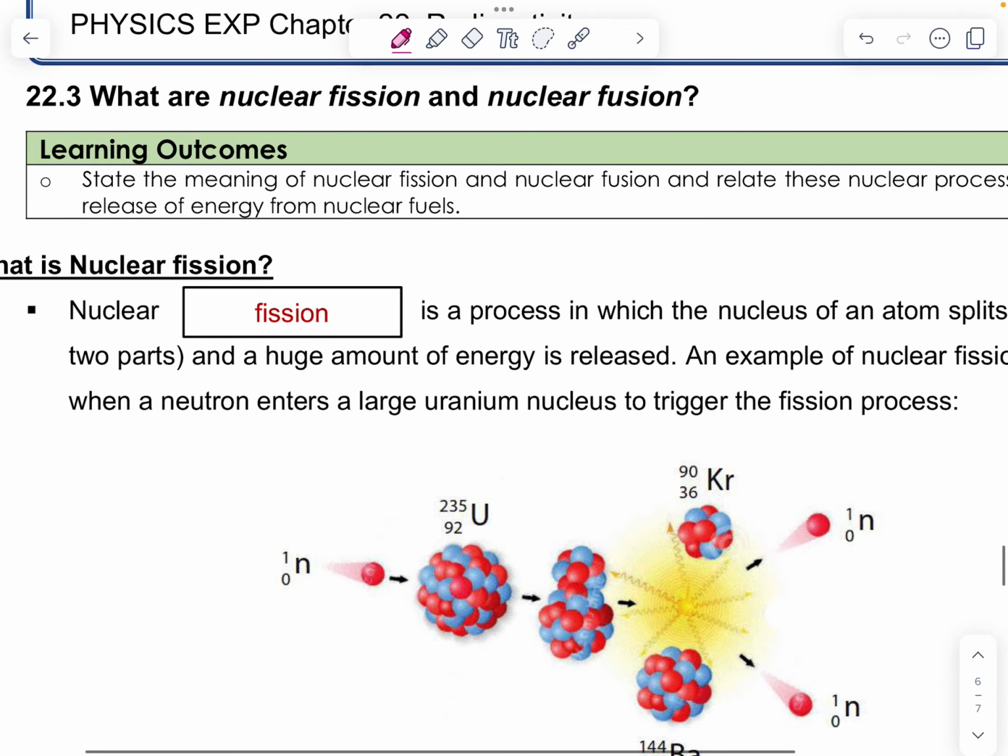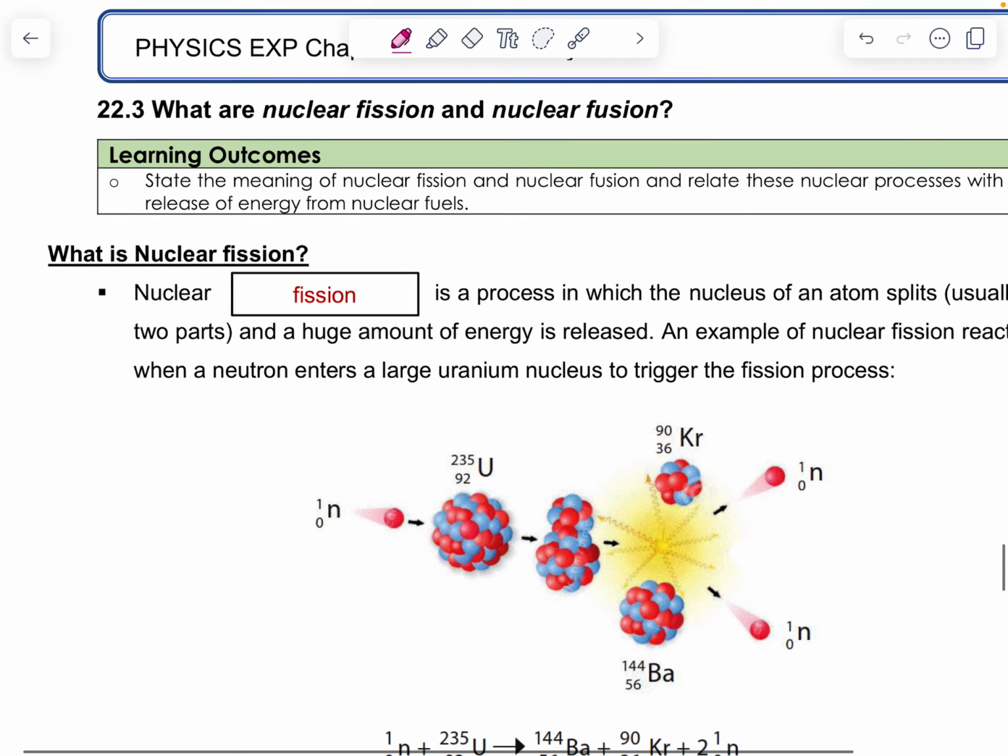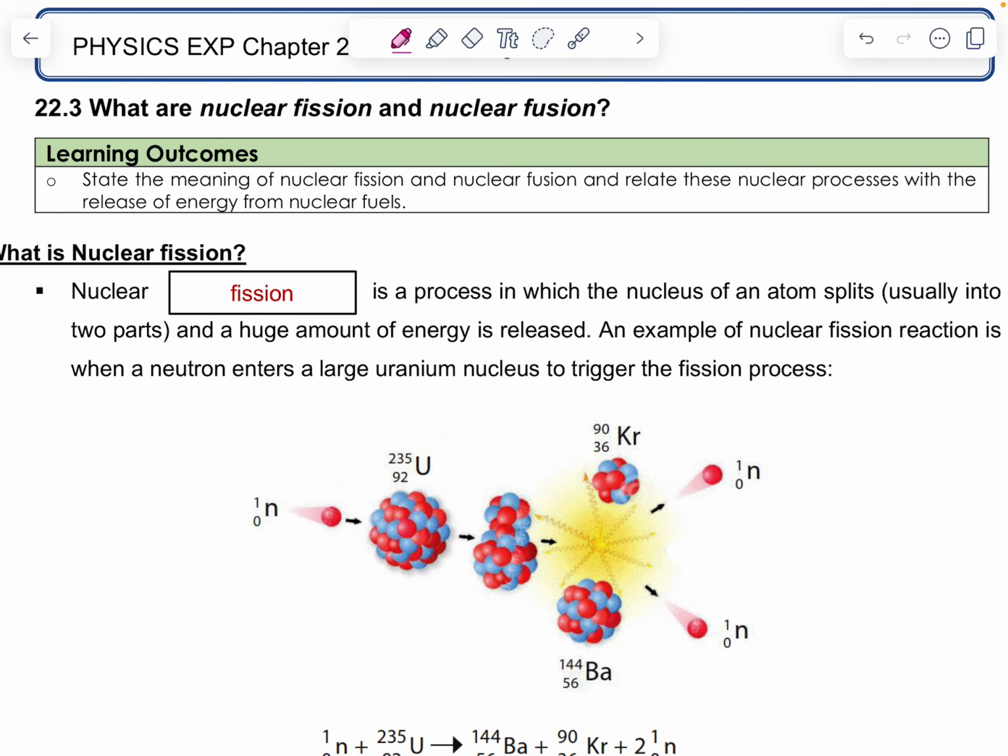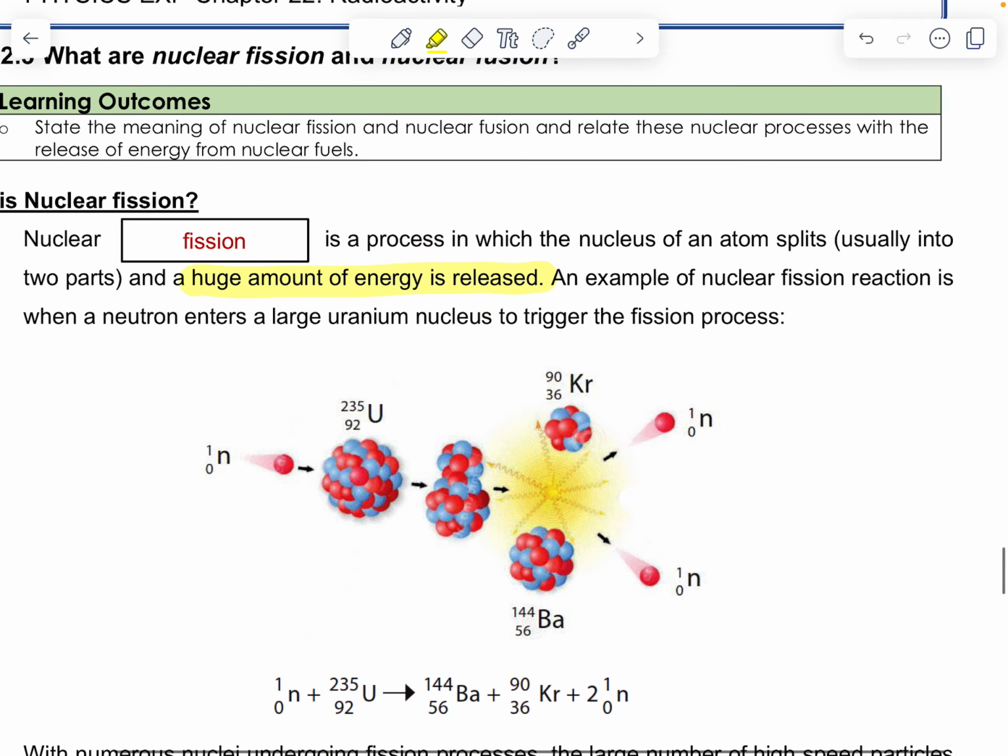Next, what is nuclear fusion and fission? Nuclear fission is when the nucleus of the atom splits into two parts, releasing a large amount of energy. One example is uranium-235, which is triggered by a neutron. It breaks up into krypton and barium, and through this process, it releases more neutrons.